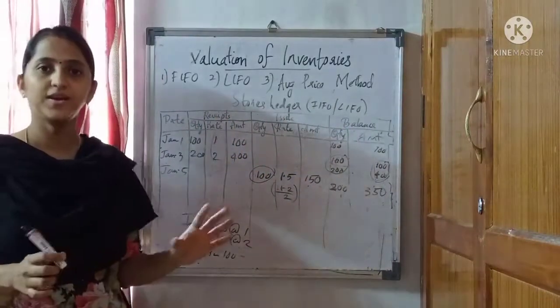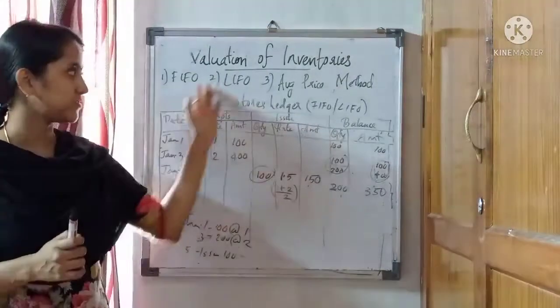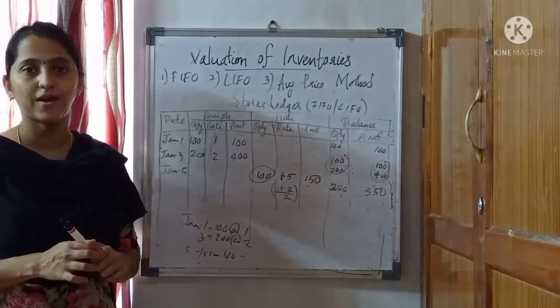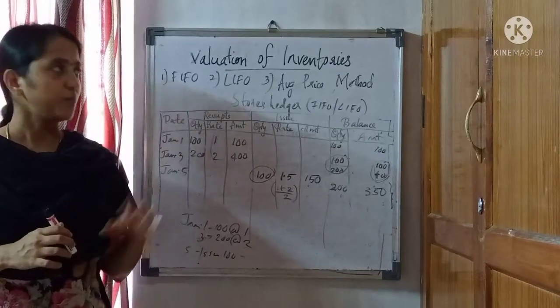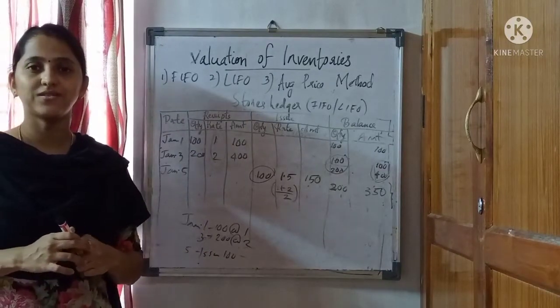So hope you are clear with how to solve a problem based on FIFO, LIFO and average price method. Hope you are clear with evaluation of inventories. Thank you.